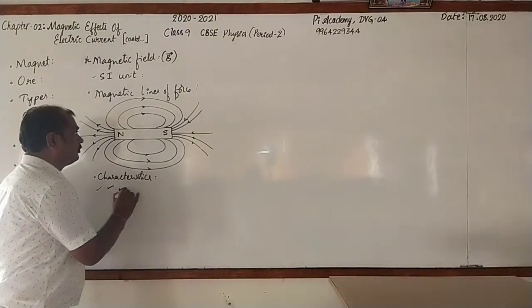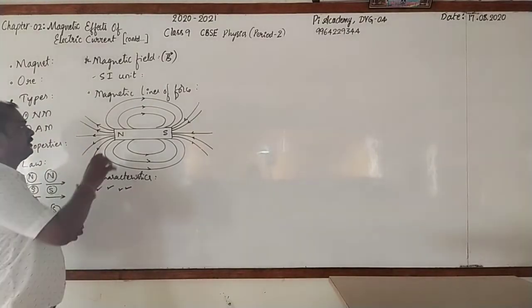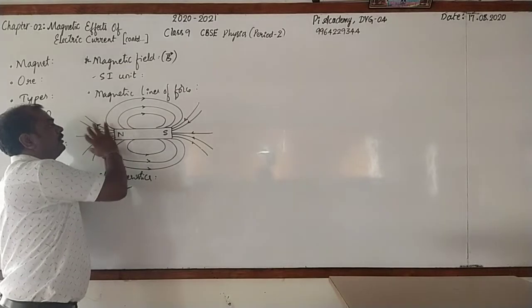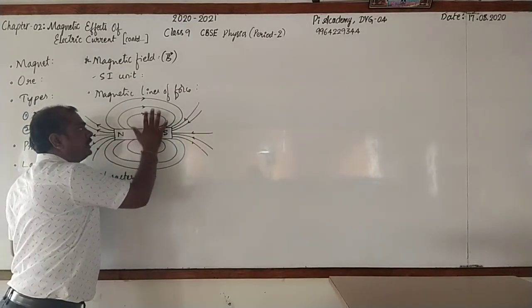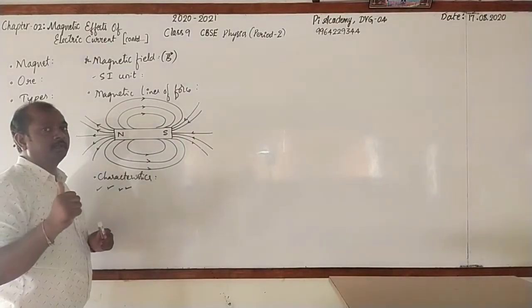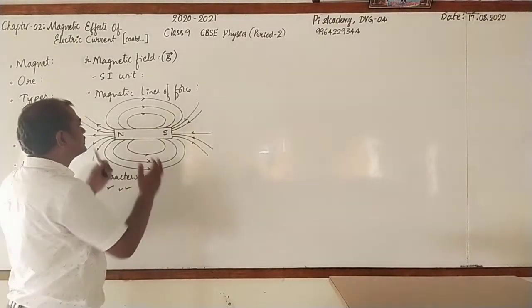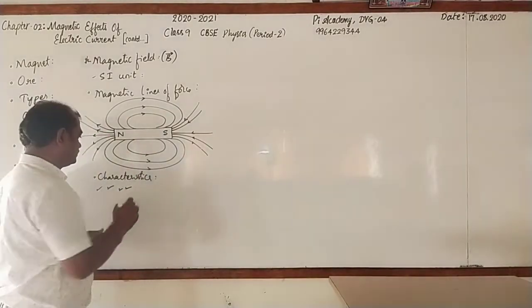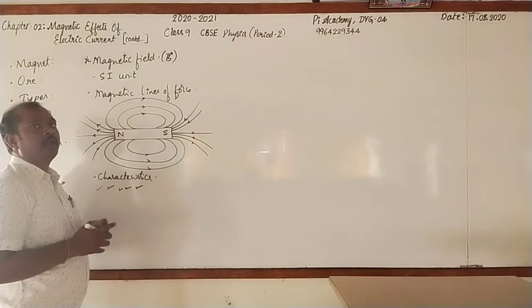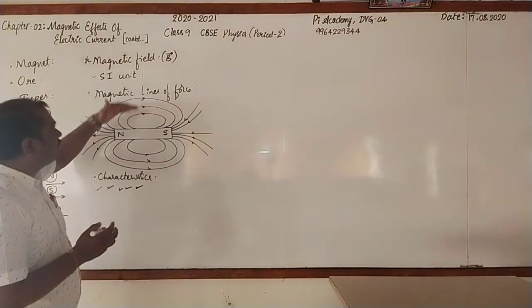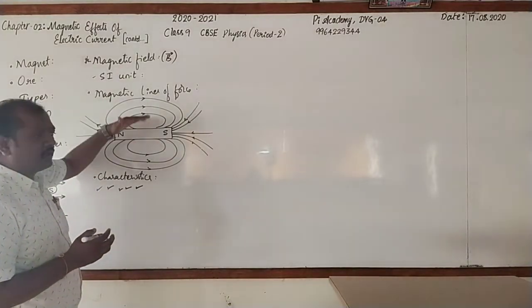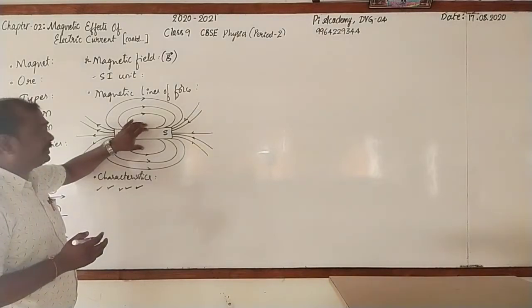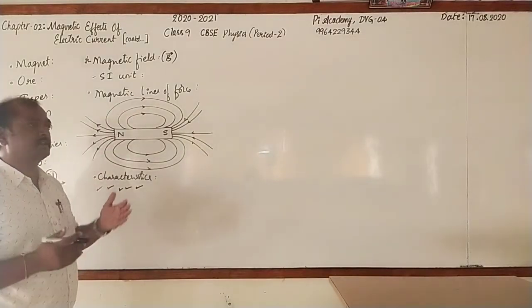Next, one more point. You can notice that lines of force are maximum at the poles than at the middle. Why? Because magnetic field strength is maximum at the poles. Next, one more point. As the lines of force go away from the source, nothing but the magnet, the field strength decreases.